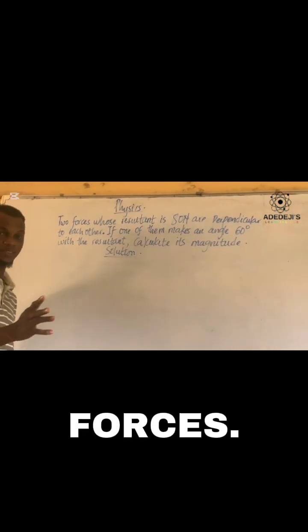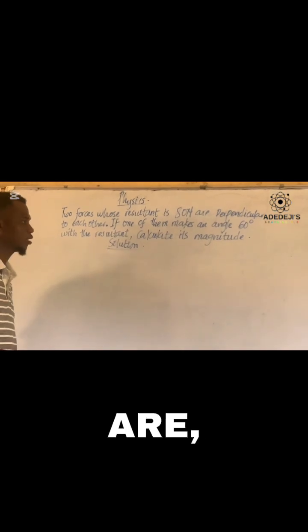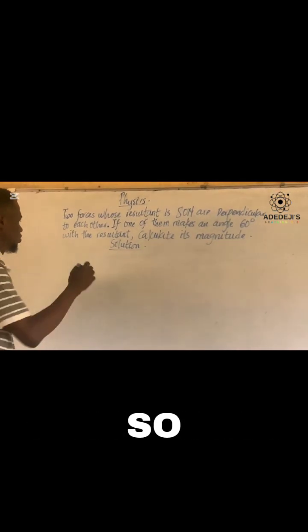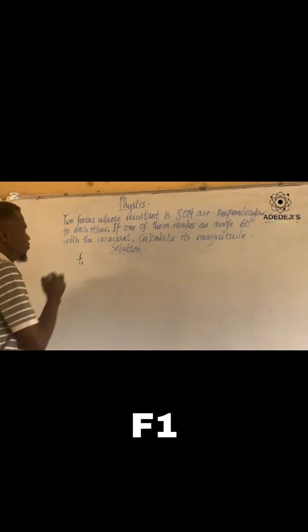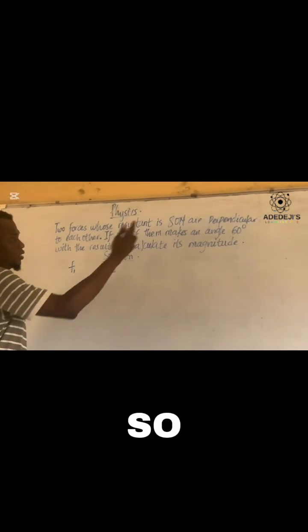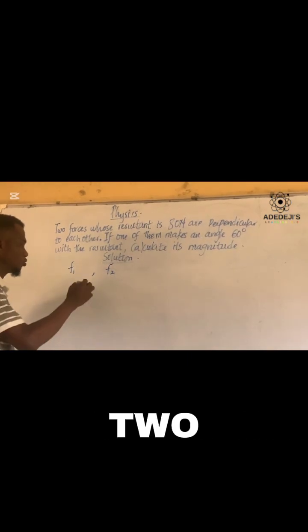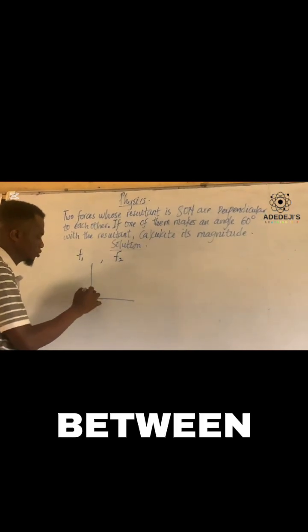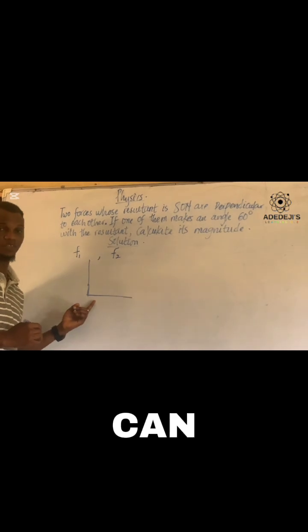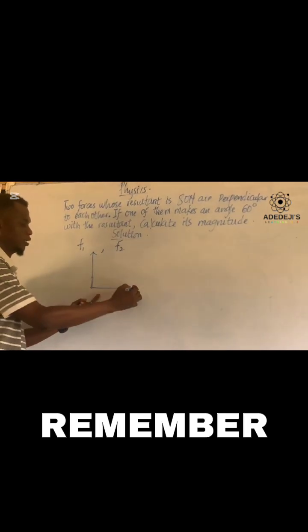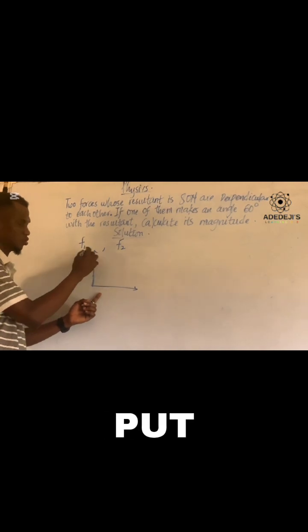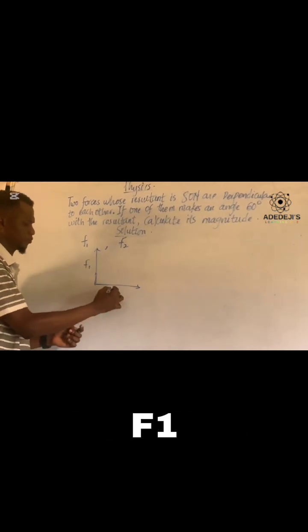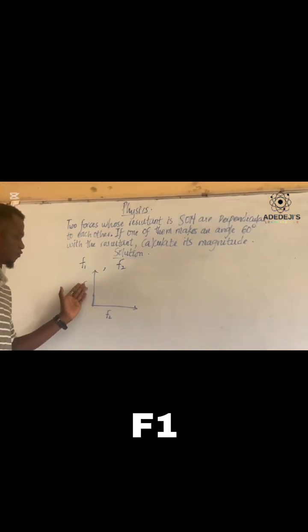So we have two forces, they didn't tell us what they are, but we can denote them ourselves. So let's say the first force F1 and F2. They are perpendicular. Remember that when two lines or forces are perpendicular, the angle between them is 90 degrees. So we can express it this way. Remember, they are vectors, so you have to put your arrow. So I have F1 and F2.